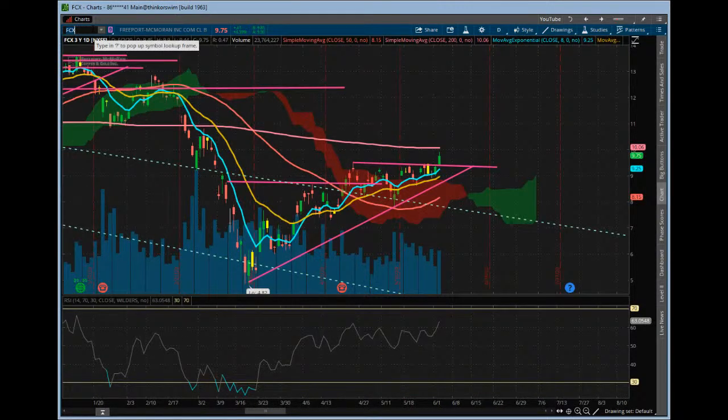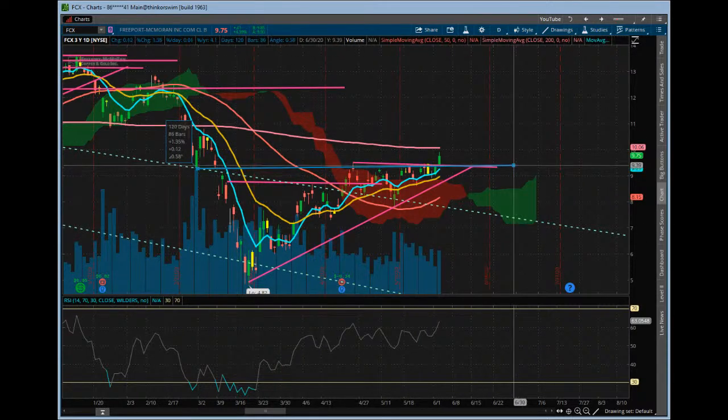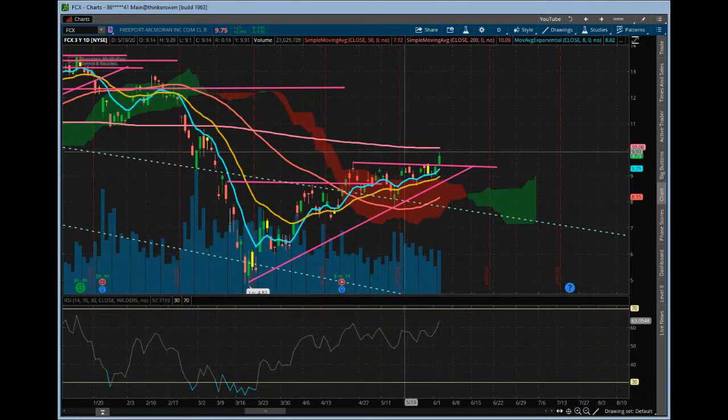FCX, Freeport-McMoRan. So yeah, kind of working on this cupish, handle-ish type pattern, right? Kind of coming across. Decent breakout candle here, but upper shadow here below the 200 day. So just watch that, see if we can get above it.